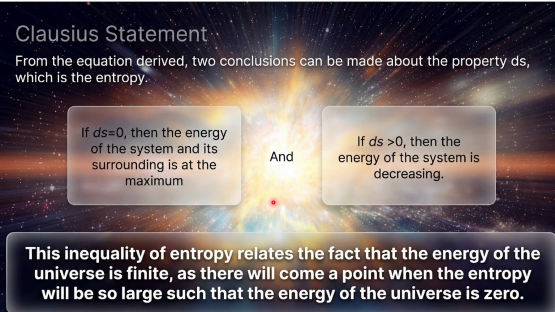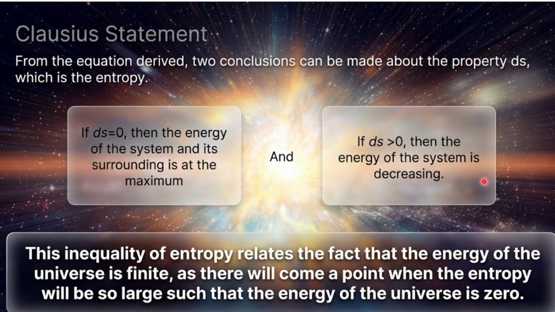Then the energy of the system and its surrounding is at maximum. What does it mean if dS is equal to 0? If dS is equal to 0, we say that the energy of the system and the surrounding is at the maximum. I will take it at the span of the universe, for example. It means that the energy content of our universe, the small universe of the system and its surrounding, is at the maximum possible. But when dS is greater than 0, then the energy of the system is actually decreasing, because as entropy increases, the energy content of the system decreases.